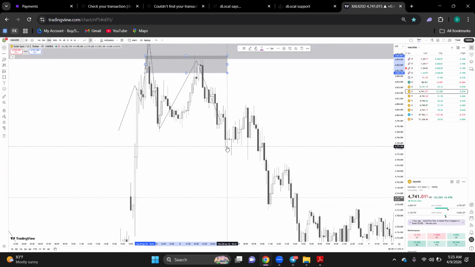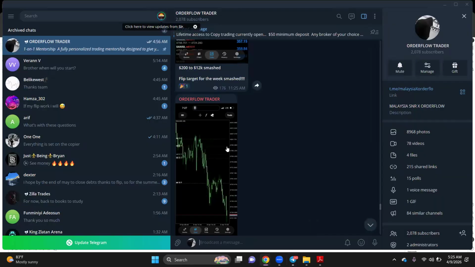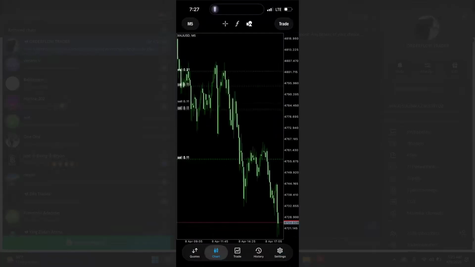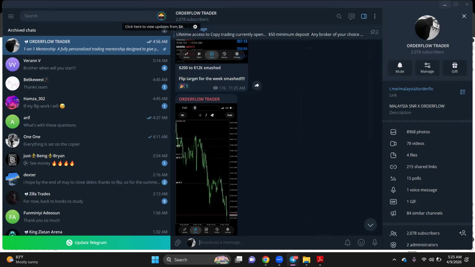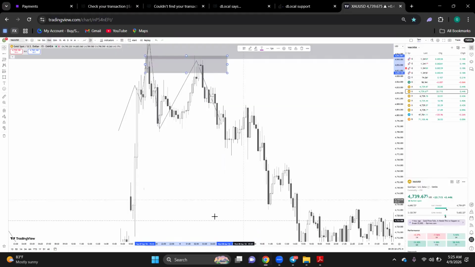Now, how did we actually add up our entries? I'm really going to show you all, because if you take a look right here, we actually did see a lot of entries being stacked in, right? I'm going to show you all how we were able to do this in real time. So going back to the chart right now, we actually did see price drop all the way to the downside, right?